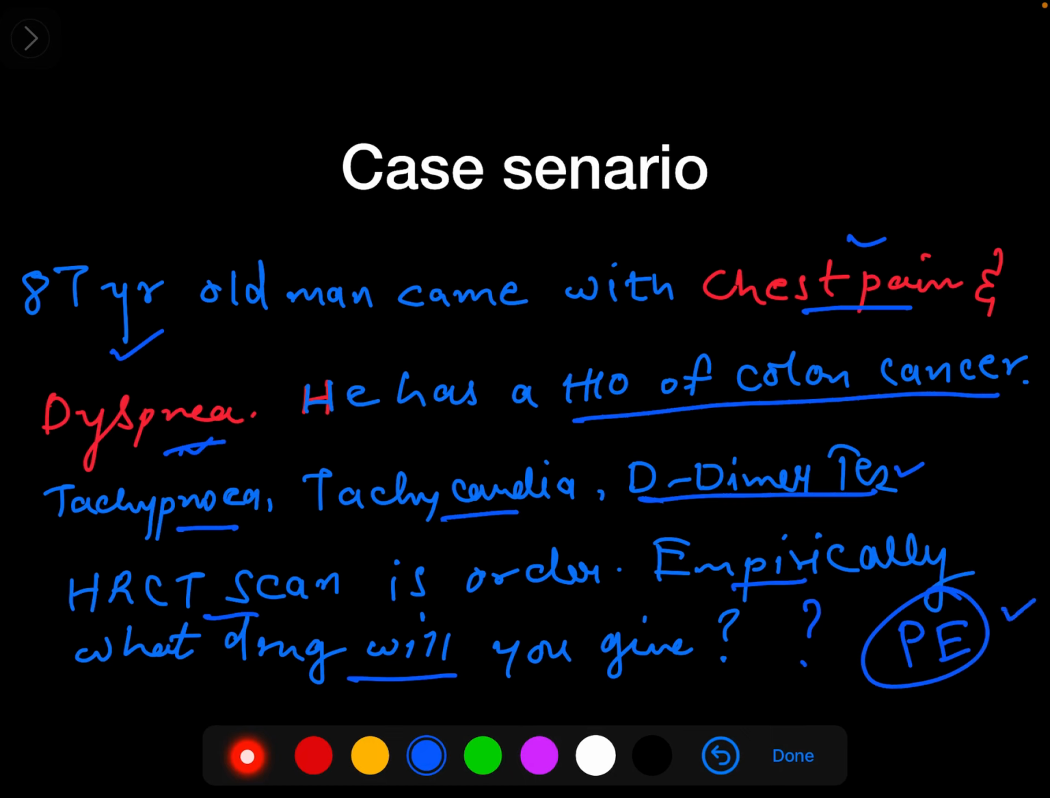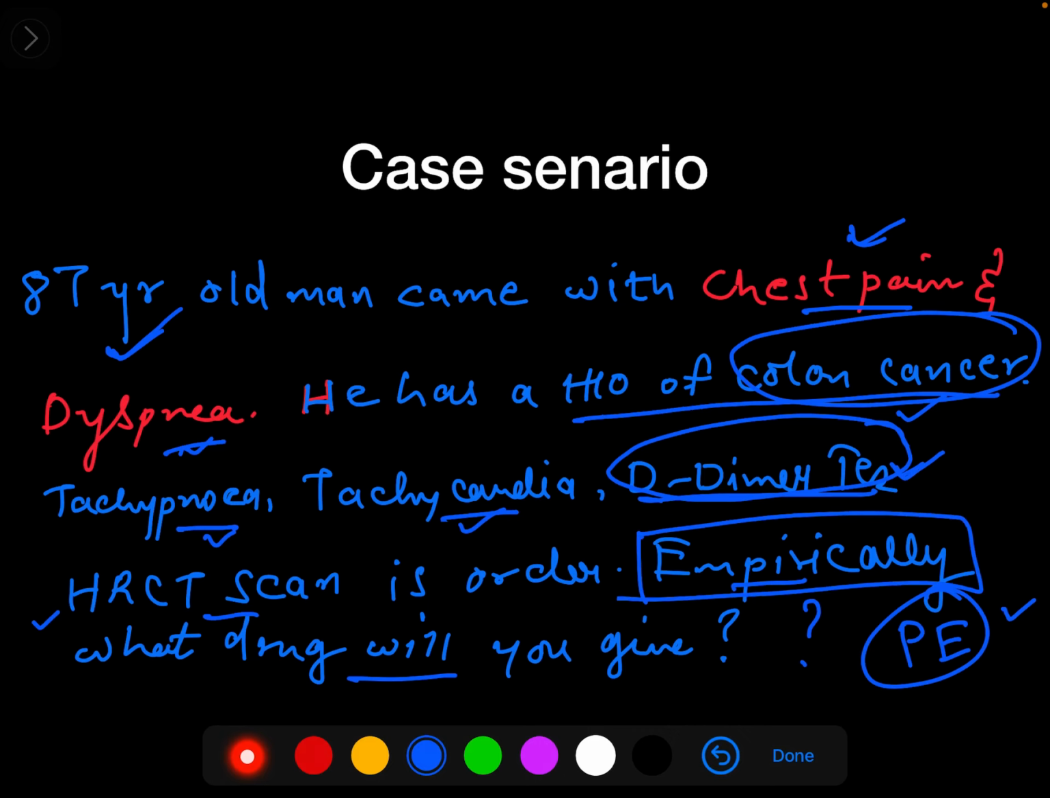How I came to this diagnosis is the patient has chest pain and dyspnea, and the patient has colon cancer, that is already his blood is thick, right? On top of that there is tachypnea, tachycardia, and D-dimer is raised. So this points towards embolism, that is clot. So that's why we order this HRCT, but it takes some time, and we cannot wait for the HRCT to come and then give the drug. Meanwhile there will be blockade of all the arteries, even the main pulmonary trunk can be blocked, and the patient can die. So we cannot risk the condition. So empirically we need to give the patient a drug, and the drug is heparin, right?